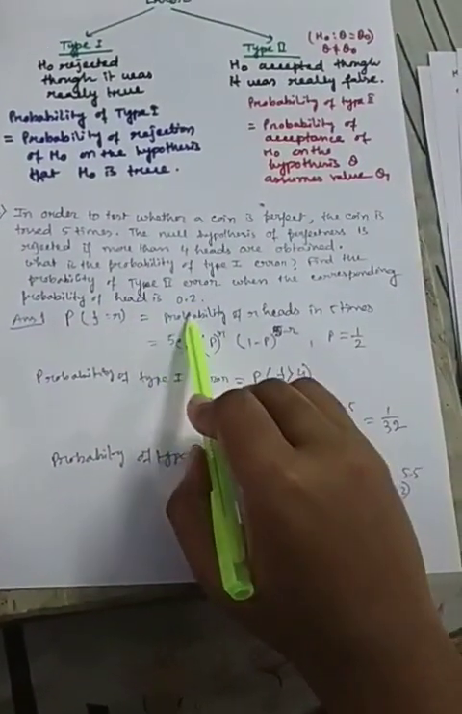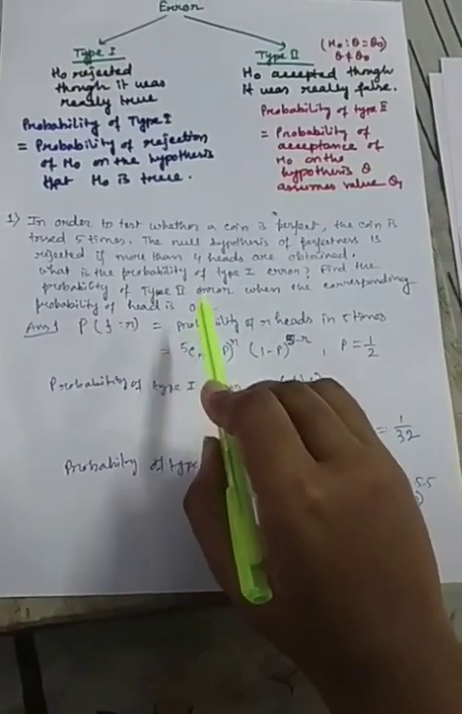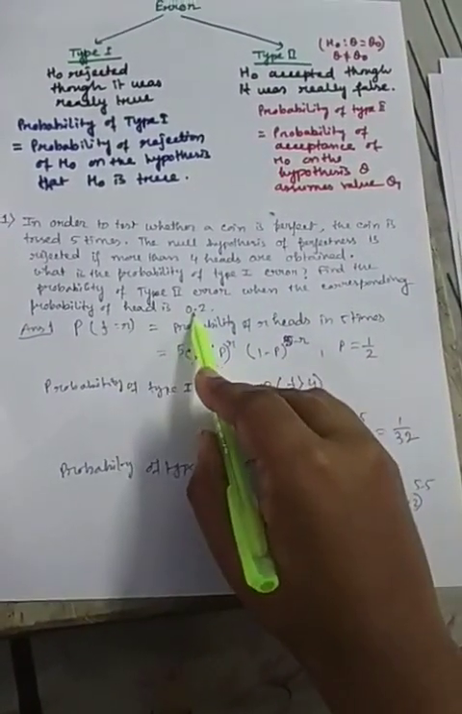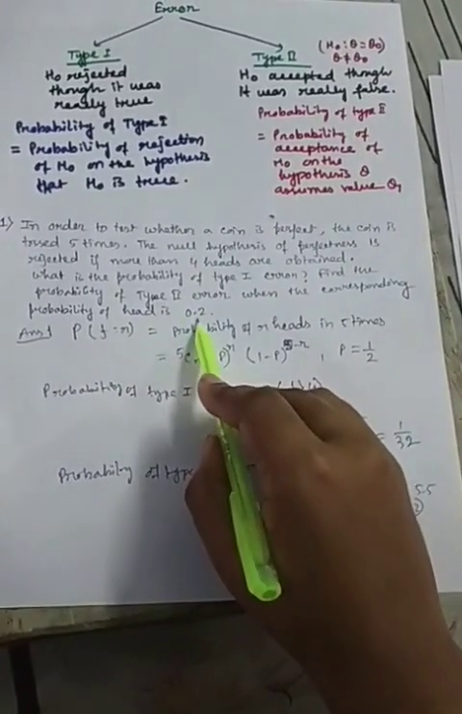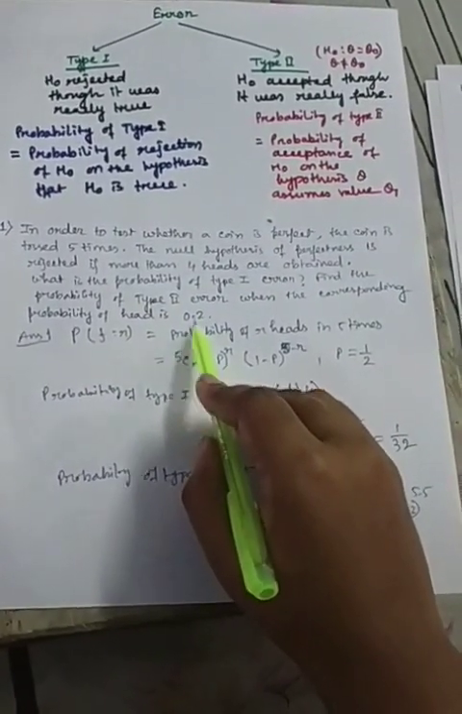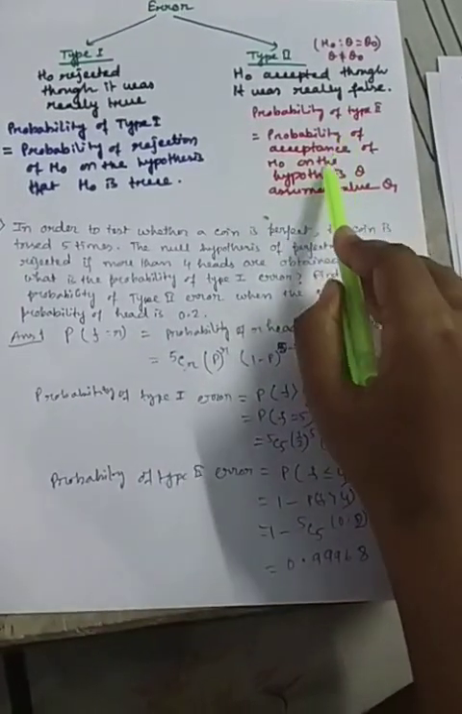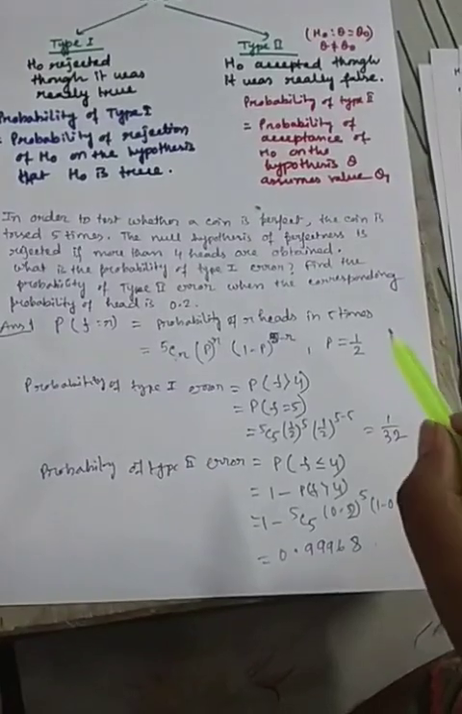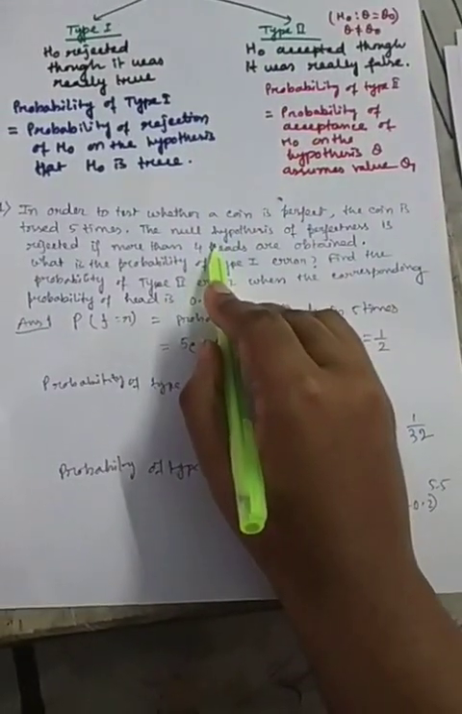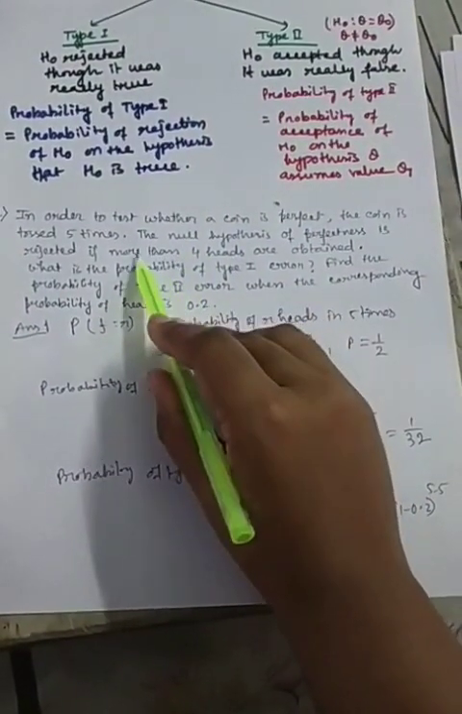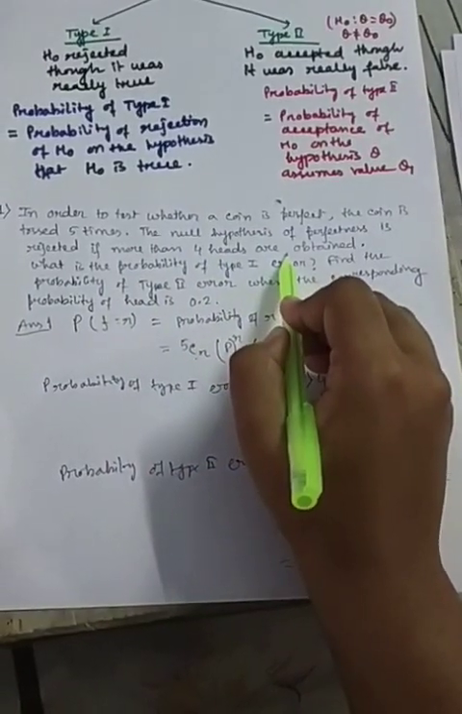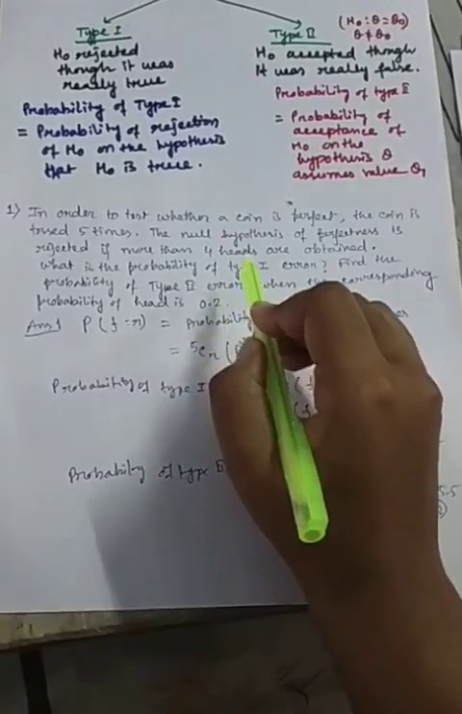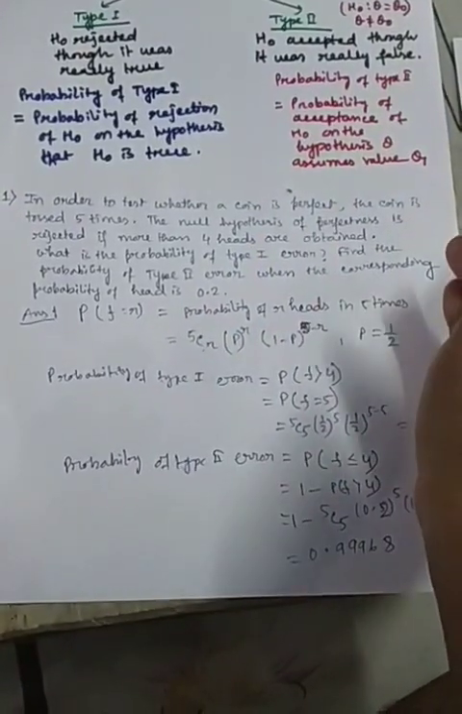Next we have to find the probability of type 2 error when the corresponding probability of head is 0.2. That is, theta not equal to theta 0, theta equal to theta 1. And the value of theta 1 is 0.2. So the probability of type 2 error is the acceptance of H0 on the hypothesis that theta equals theta 1. Now, according to the given problem, the null hypothesis is rejected if more than 4 heads are obtained. So definitely the null hypothesis will be accepted only when 4 or fewer heads are obtained.